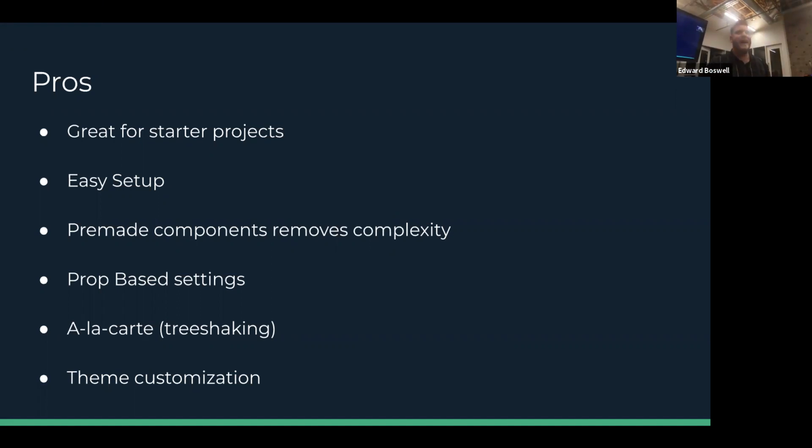Everything's prop based for your settings. So if you want something that's flat or color or whatever, you just pass in that prop and it does it, which is really, really nice to not have to think. It's just like, oh, prop color equals primary. And there it is. You can do all the tree shaking. So obviously if you don't need everything, you can just say, I only want these things. And you shake that tree and whoosh, you're good to go, right?